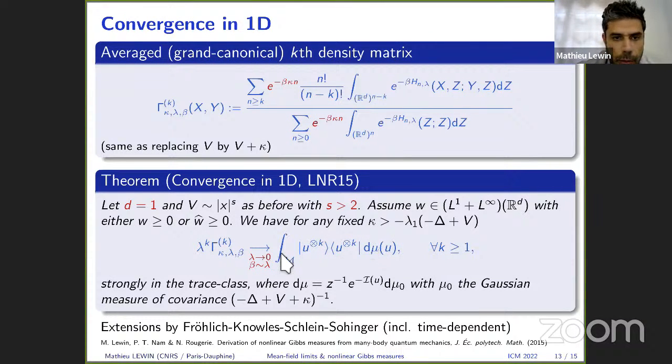I have to make some comments about the limit. Before we had n to infinity and lambda to 0, and lambda was 1 over n, but now there's no n anymore because we've averaged over n. So here we can only take lambda to 0, but we need another parameter, and the other parameter is beta, the inverse temperature, and it turns out that the right limit is to take beta of order lambda. So beta goes to 0, and this means that it's a kind of high temperature limit. So we have to put a lot of randomness in our system in order to see these nonlinear Gibbs measures arising. So this was actually the first result about the derivation of nonlinear Gibbs measures from quantum mechanics.